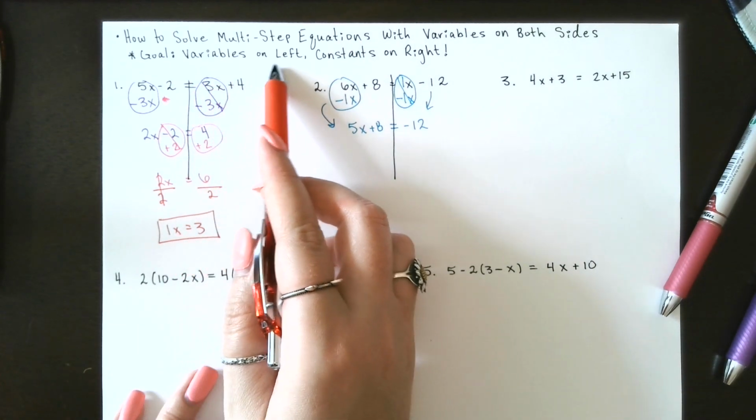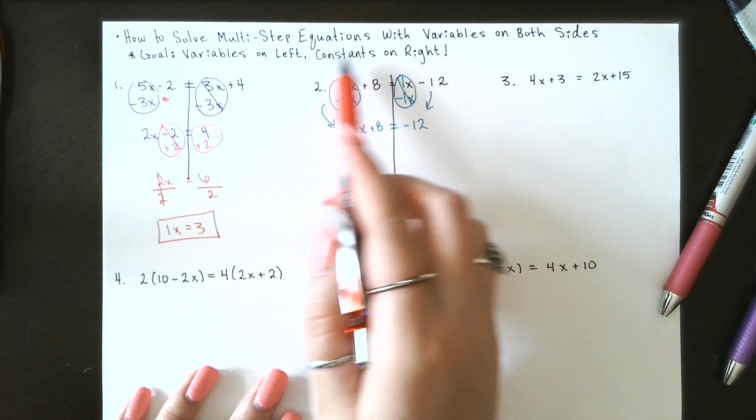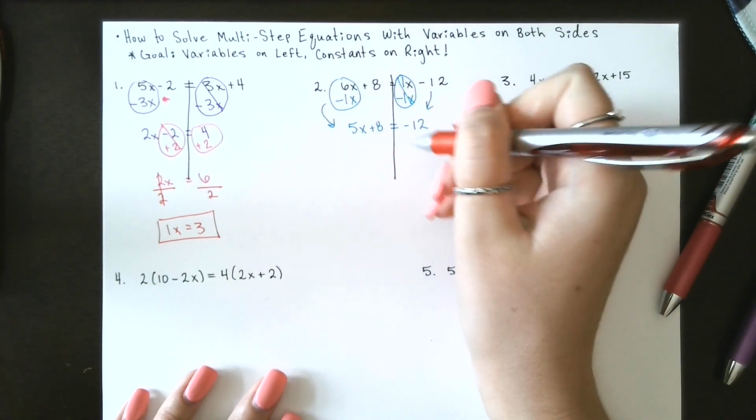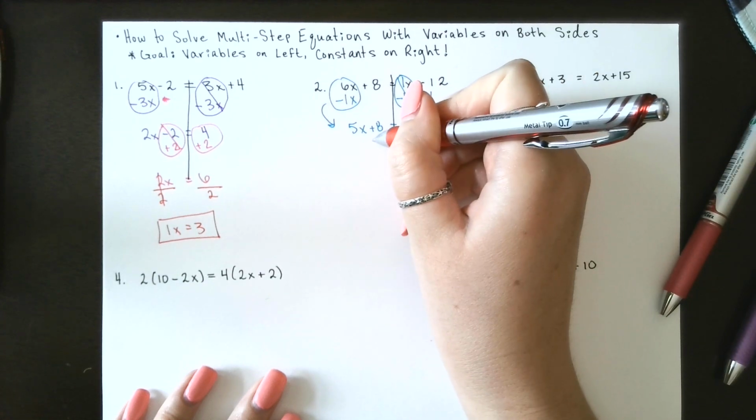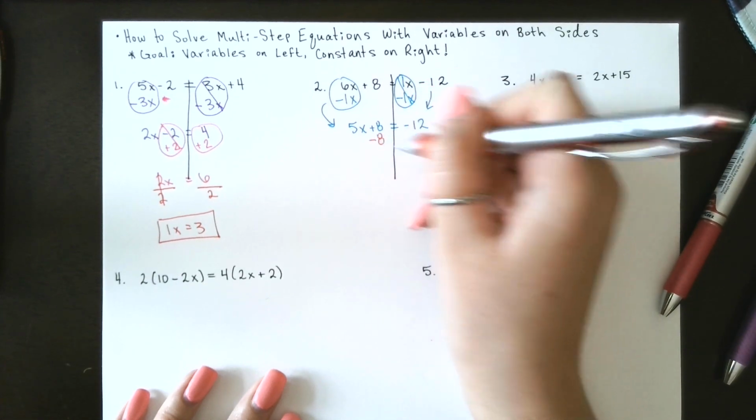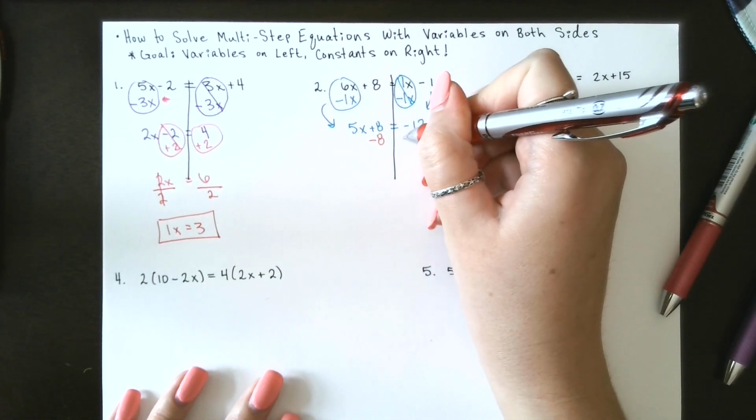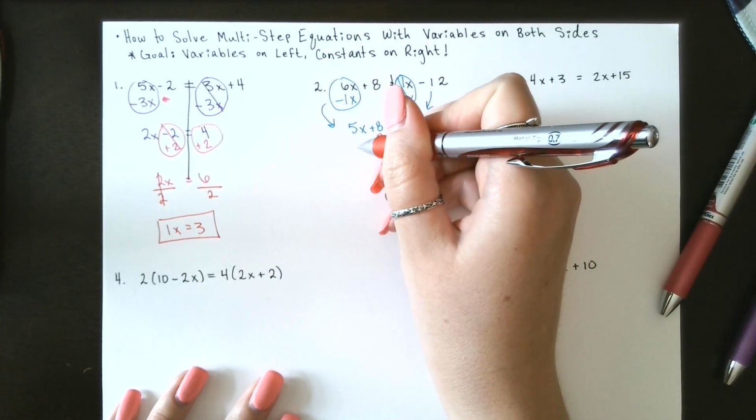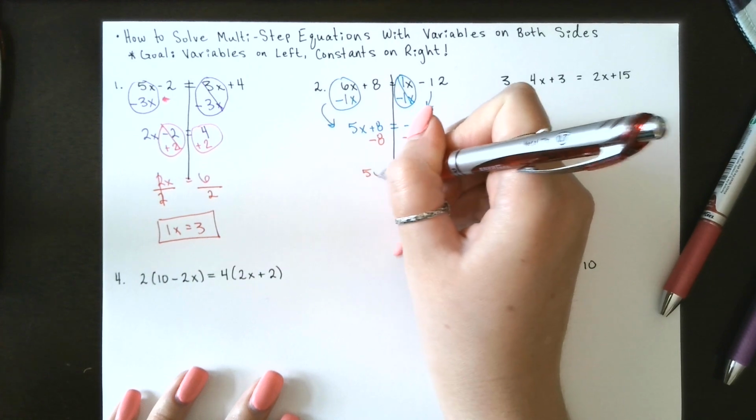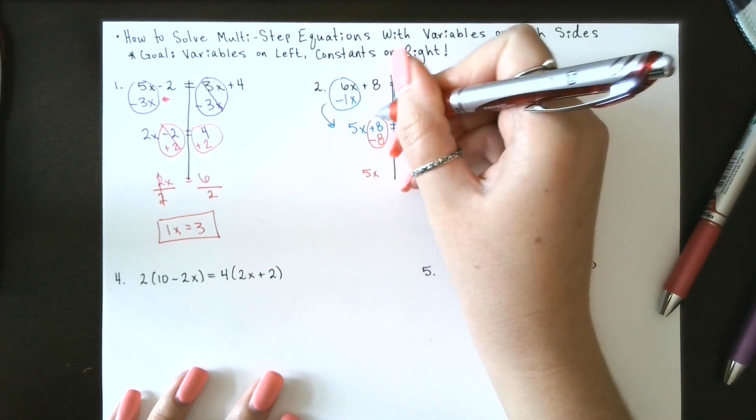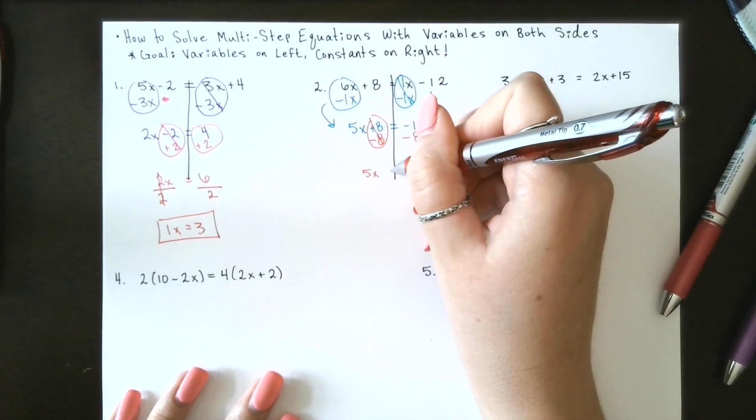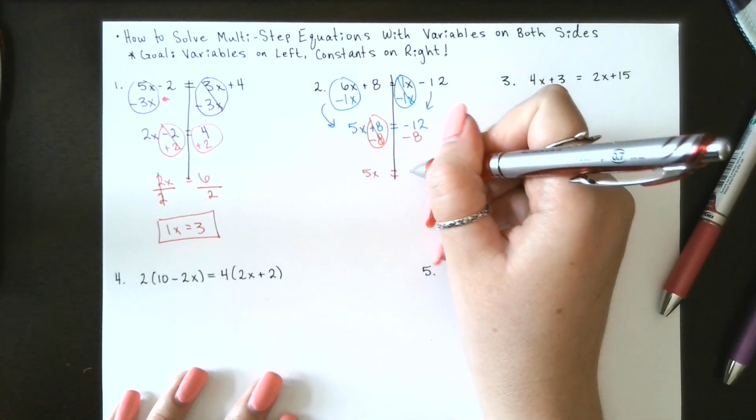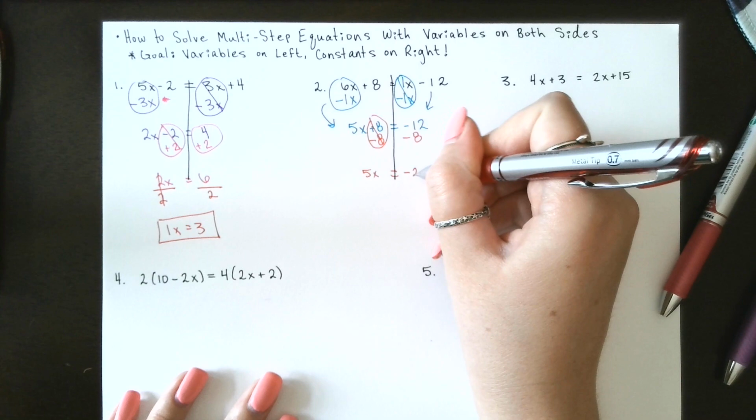So now that all of my variables are on the left, I want to move all my constants to the right. I see my constant, my normal number, +8, and I need to do the opposite of +8, which is -8, but I need to perform that change on the same side. Now I'm going to bring down my 5x. 8 minus 8 is 0, and now I have -12 minus 8. It's going to give you -20.